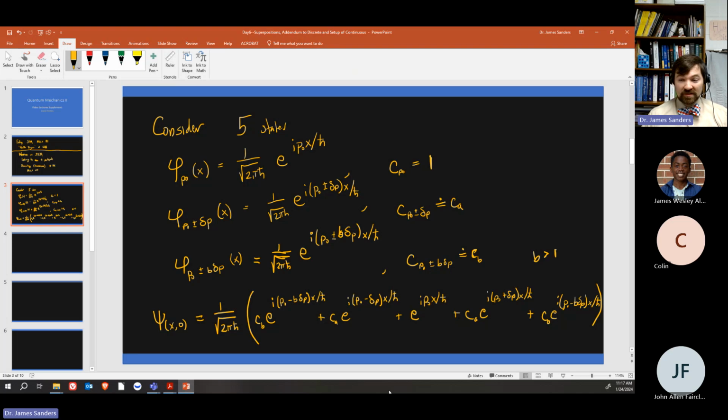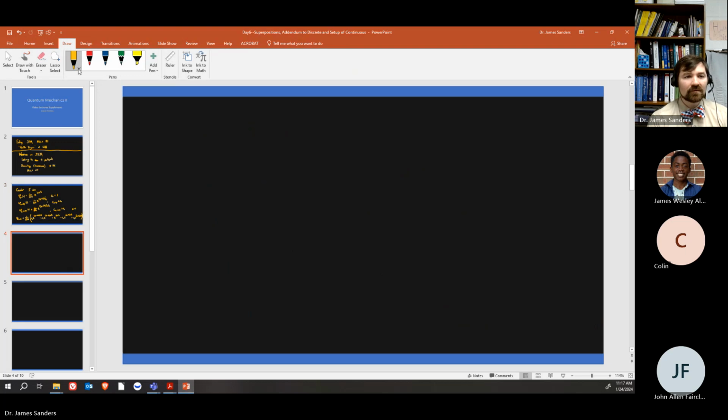Okay, so that's initially. In time, I may need a thinner pen nub to even fit all of this. In time, obviously we do this. We have our C sub j terms. We have our phi p sub j of x's. We have e to the minus i E sub j times t over h bar.